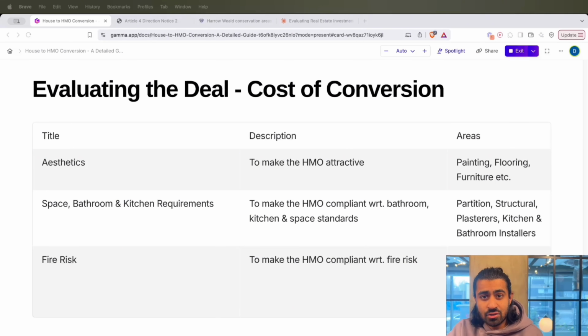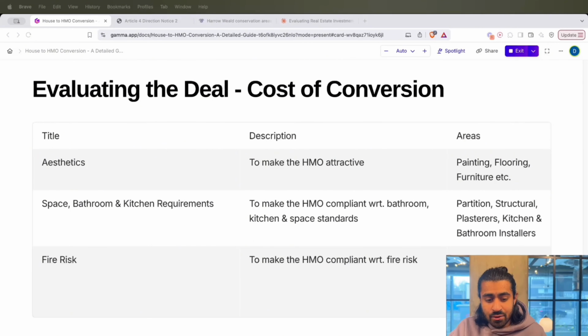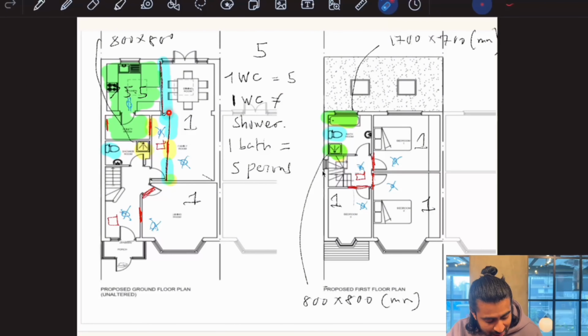So looking at the example that I'm working us through, if we look at the aesthetics, that's a pretty simple one. That was essentially just the painting, the furniture and things of that nature. If we look at the space, bathroom and kitchen requirements, we didn't actually make any material changes. The bathrooms stay the same. The kitchen stays the same, except there is now a new entrance that we've created, but that doesn't necessarily affect how many kitchens or if we were installing a new kitchen.